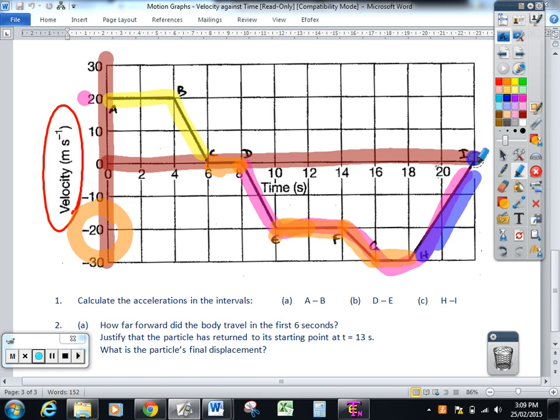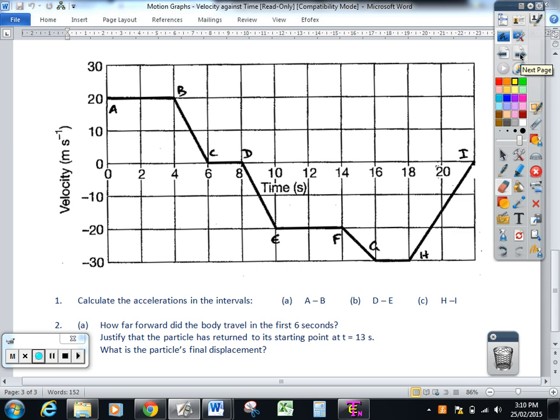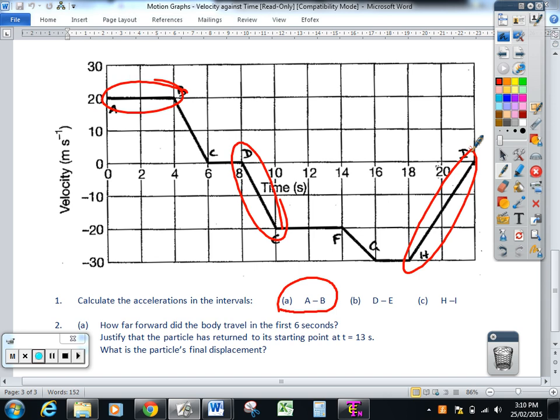It's stopped. Has it stopped at the origin? No. Remember, this graph tells you how fast it's going, but not where it is. It tells you what it's doing, not where it is. The what, but not where. Okay, now let's do the actual calculations. Take a few seconds and I want you to calculate the accelerations in interval A to B, from there to there. You don't have to calculate there. D to E, there. And then H to I, there. Okay, off you go. Could you calculate those 3 there, please?